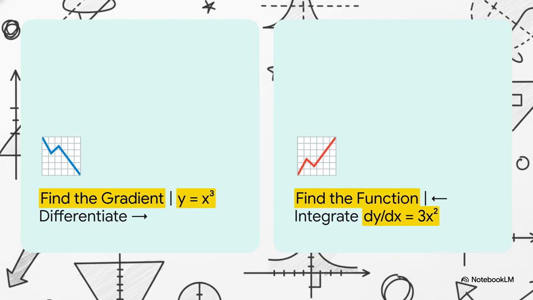Think of it like a two-way street. It's super simple. On one side, we start with a function, say x cubed. We differentiate, and that takes us down the road to its slope, which is 3x squared. Well, integration is just the journey back. It takes that slope, 3x squared, and leads us right back home to where we started.